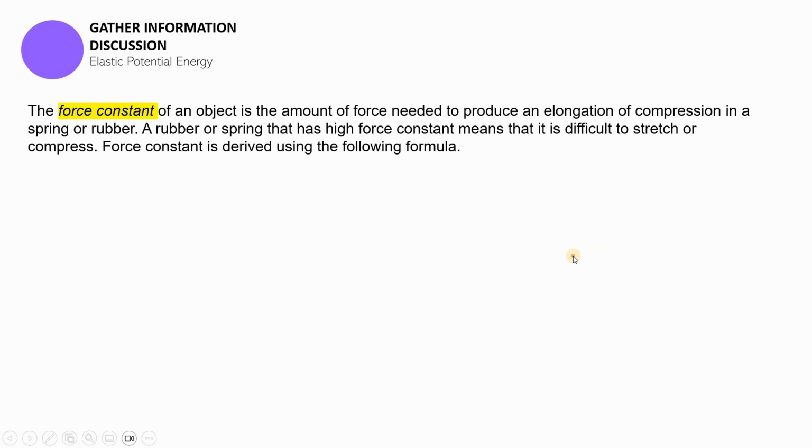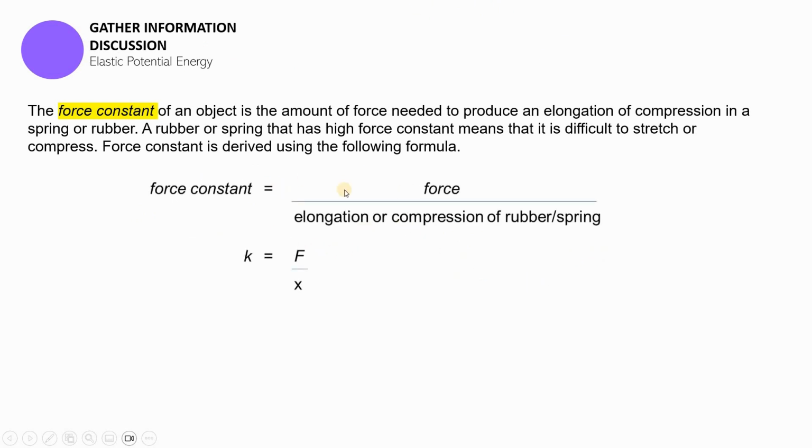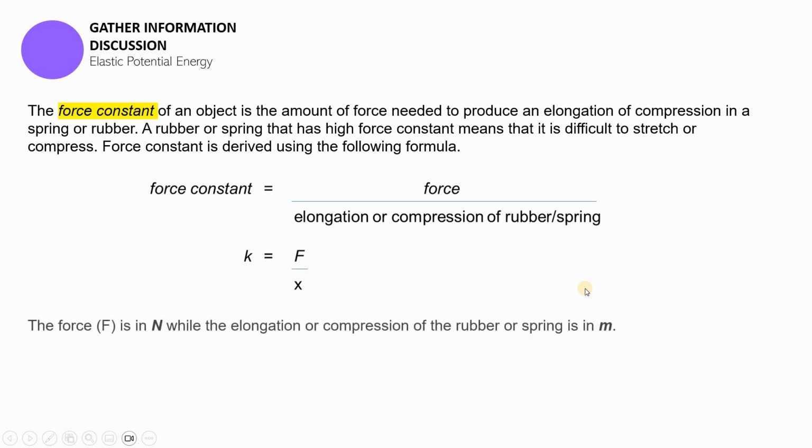Now, the force constant is derived using the following formula. So, if for example K is not given, you can solve for it. It is actually the quotient between the force and the elongation or the compression of the rubber band or spring. So for example you apply a particular amount of force in Newton, and that force elongated or compressed the rubber band or spring in meters. Again, this is in newtons, this one's in meters. You're going to get the force constant, and the unit you're going to get is Newton over meter.